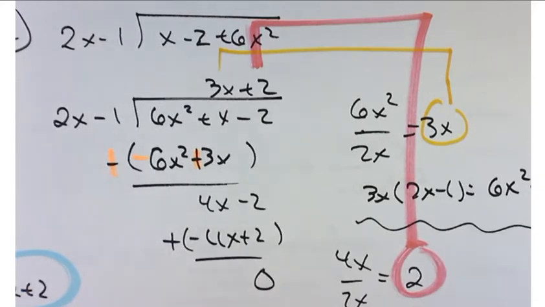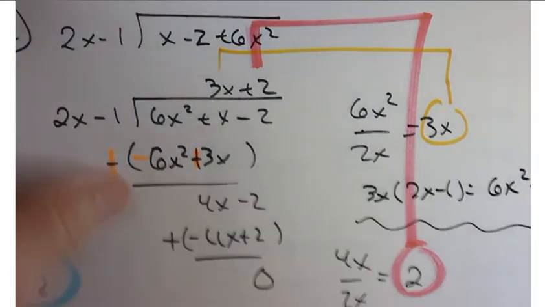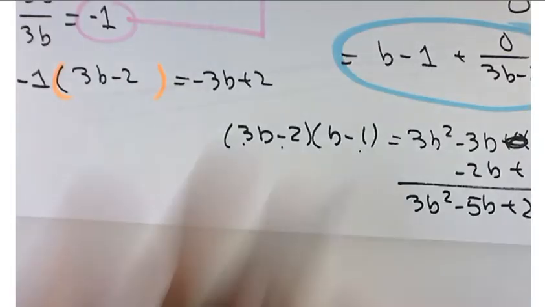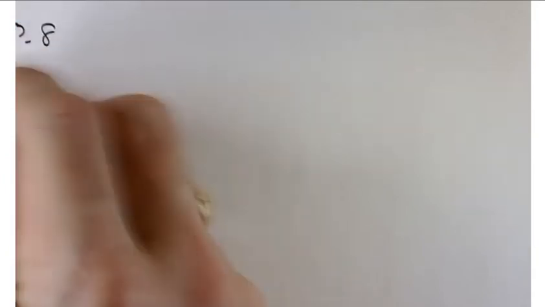Problem 73 is the one that's in your homework, but I'm guessing problem 74 is the one that I want to do next. Yeah, problem 74. So let's take a look at that one. x cubed minus 8 divided by x minus 2.